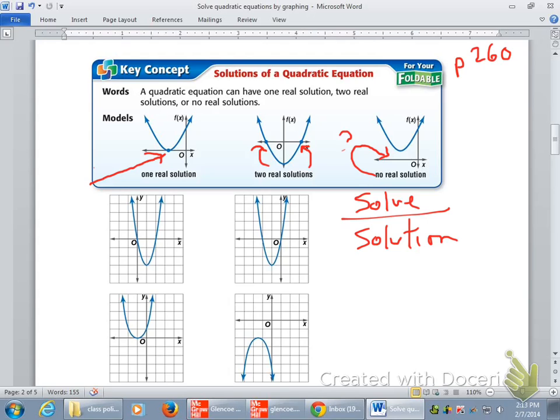But there are multiple words that mean solution. So when you see the word solve, you might be thinking different things. All of those are solutions. You can see it says one solution, two solutions, no solutions. Well, they're also what you call your x-intercepts, aren't they? So anytime I'm looking at a graph and I see x-intercepts, I know that they want the solution. The x-intercept is the solution to that equation.